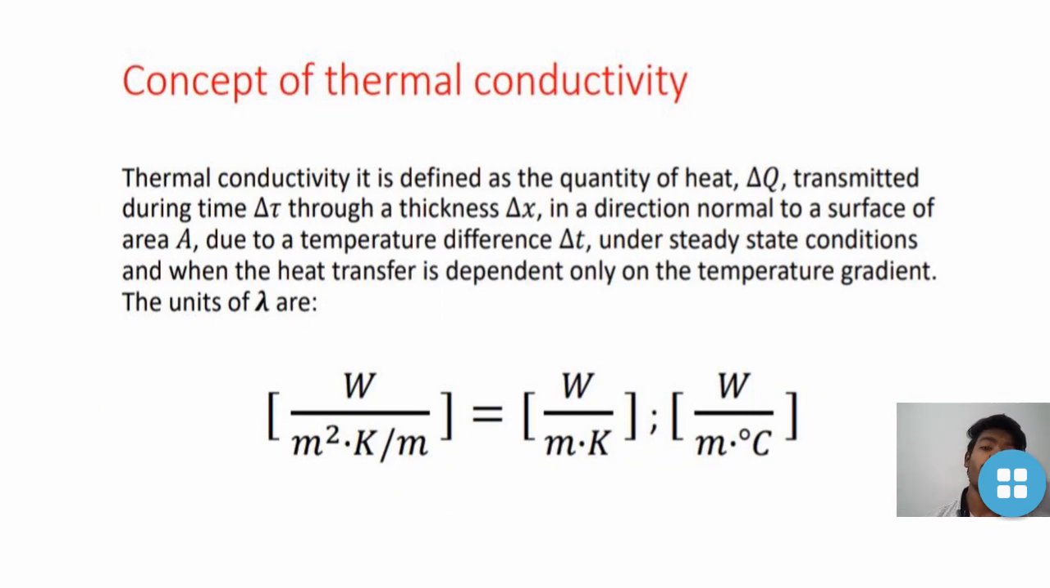Concept of thermal conductivity. Thermal conductivity is defined as the quantity of heat delta Q transmitted during time delta t through a thickness delta x in a direction normal to a surface of area A, due to a temperature difference delta T, under steady state conditions, and when the heat transfer is dependent only on the temperature gradient. The units of lambda are W/m² into K/m, which equals W/m·K, or W/m·°C.